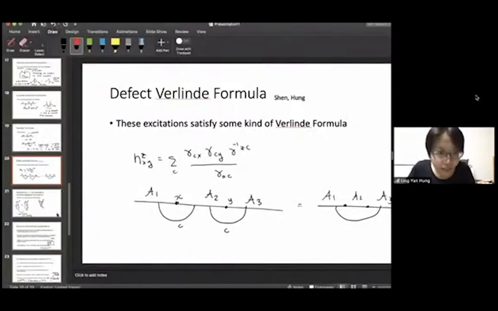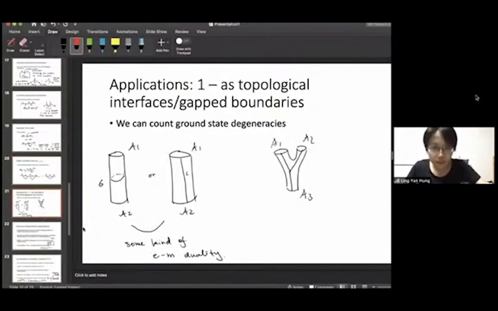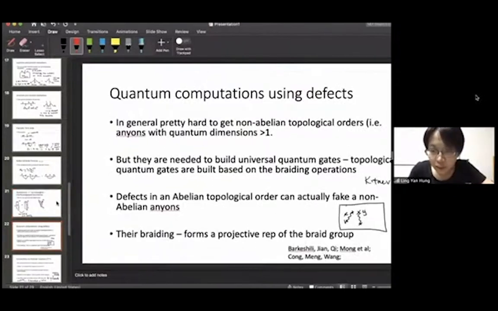So let me say a few. So you can also work out ground state degeneracies when you have different boundary conditions, but this is straightforward, and there are also applications in quantum computation.